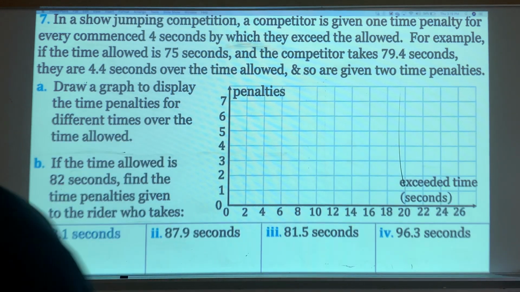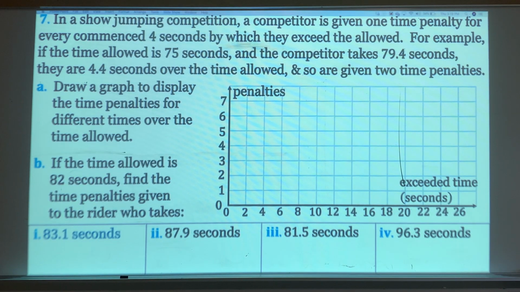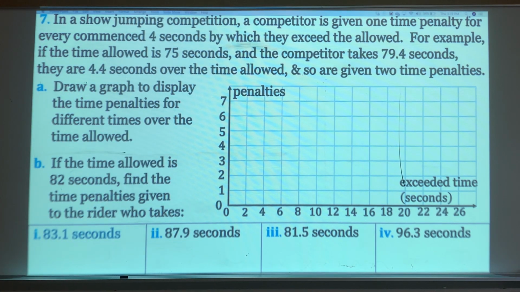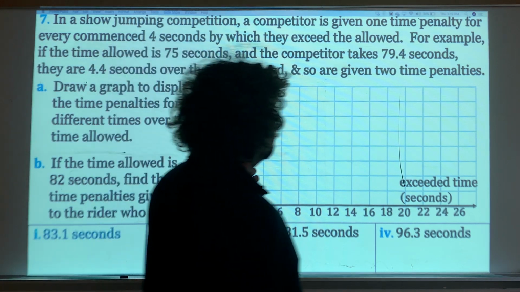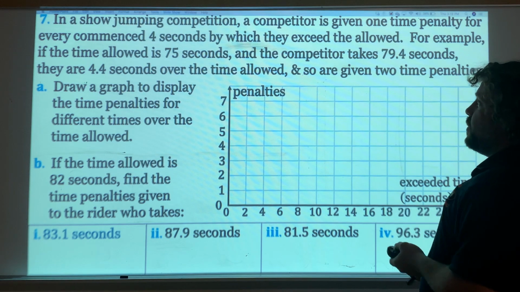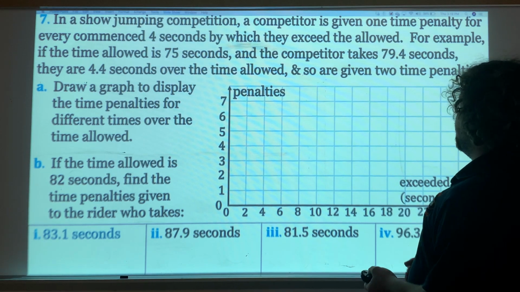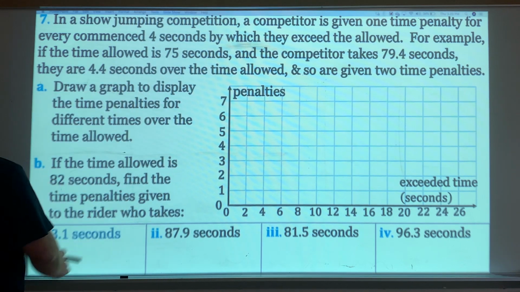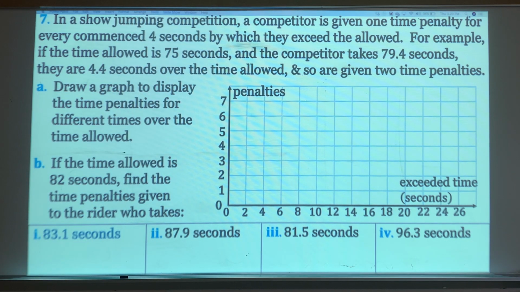In a show jumping competition, a competitor is given a one-time penalty for every commenced 4 seconds by which they exceed the time allowed. For example, the time allowed is 75 seconds and the competitor takes 79.4 seconds. They're 4.4 seconds over the time allowed, so they're given 2 time penalties. A, draw a graph to display the time penalties for the different times over the time allowed.